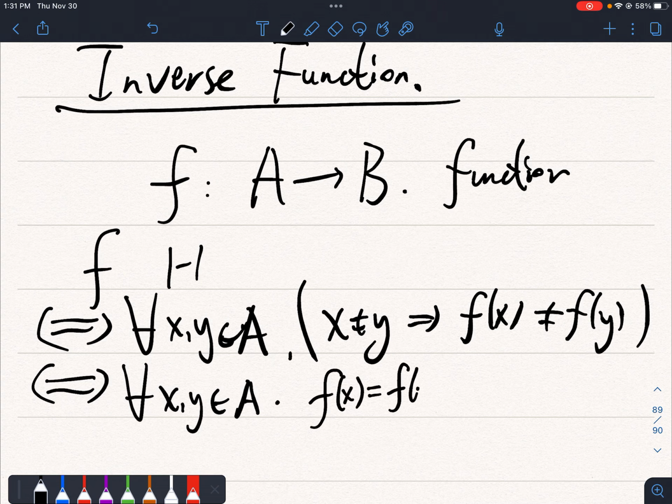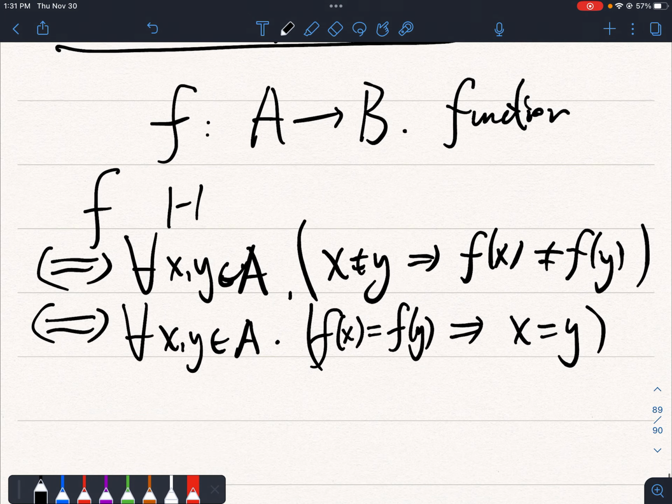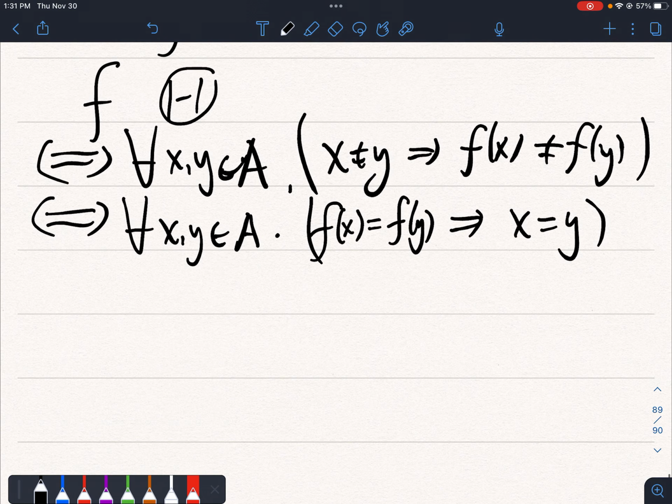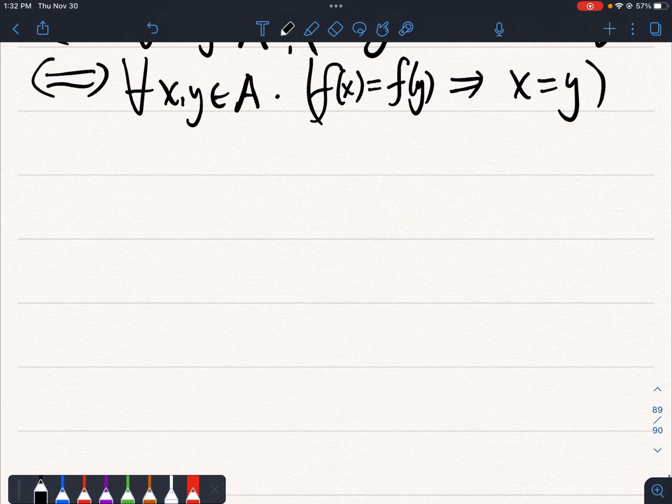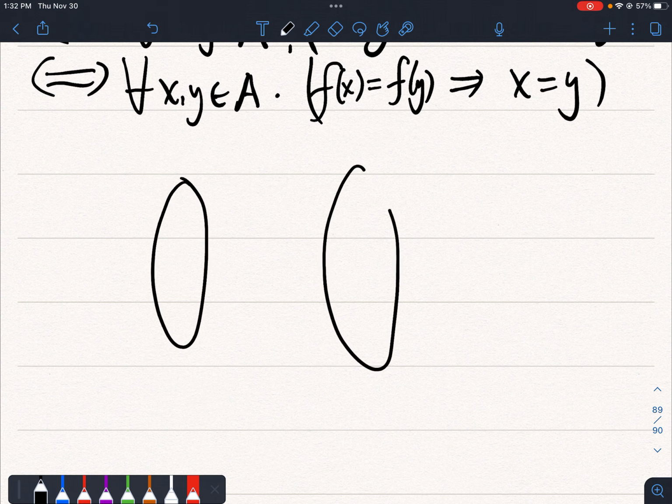And then by contrapositive, it is very clear that this is equivalent to saying that for all x and y in A, if the values are the same, then it must be the same point, right? This is just by contrapositive, because P implies Q is equivalent to not Q implies not P. So this is what it means for a 1-to-1 function.